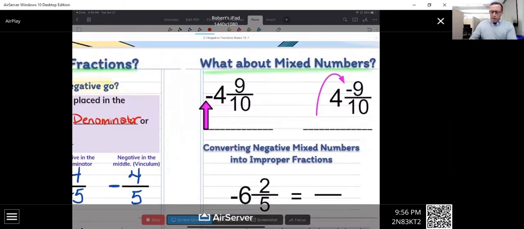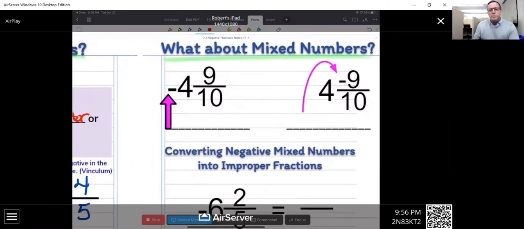On the next page, we have the question, what about mixed numbers? How do you deal with mixed numbers? You might notice I have two mixed numbers. You're going to want to put the negative in one of those places, the other place not so much. In the first one, where we have the negative right there in front of the 4, I would say that is the best place. So it goes here.